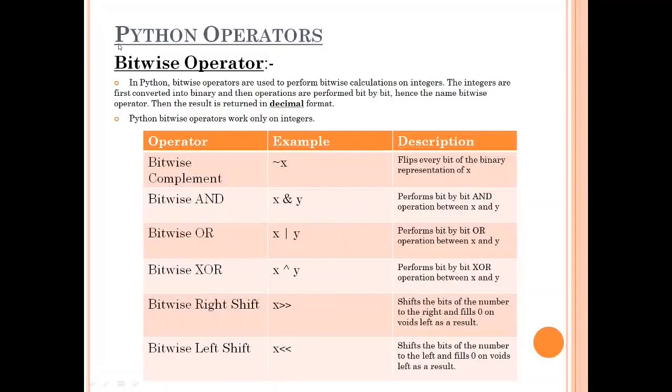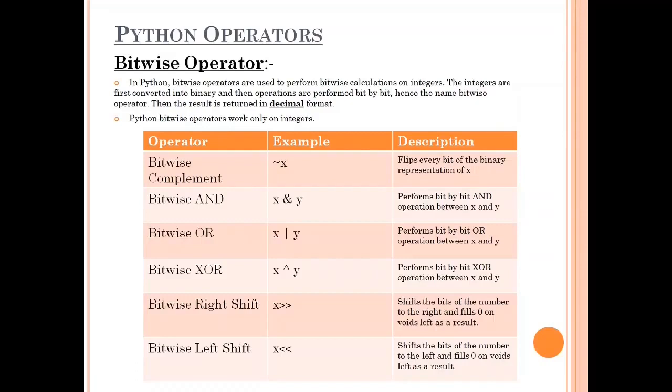Hello friends, in this video we are gonna learn about bitwise operators in Python. In Python, bitwise operators are used to perform bitwise calculation on integers. The integers are first converted into binary and then operations are performed bit by bit, hence the name bitwise operator. Then the result that we obtain after performing the operation is converted to decimal format.